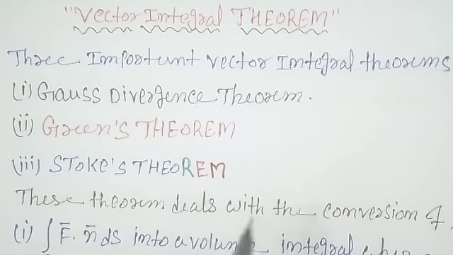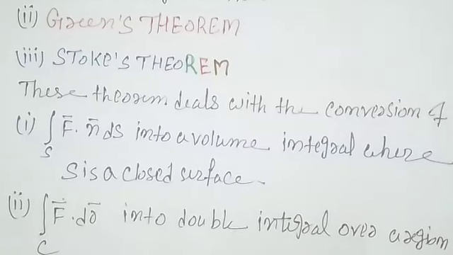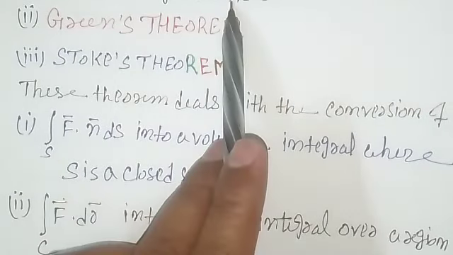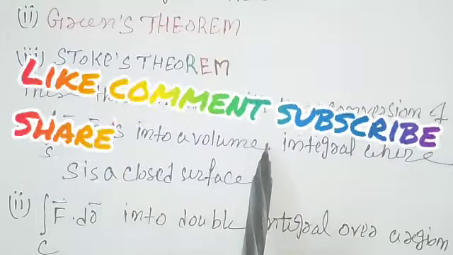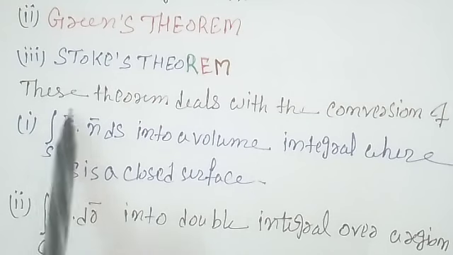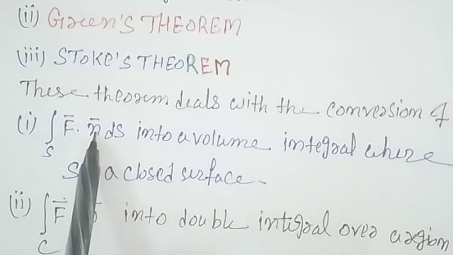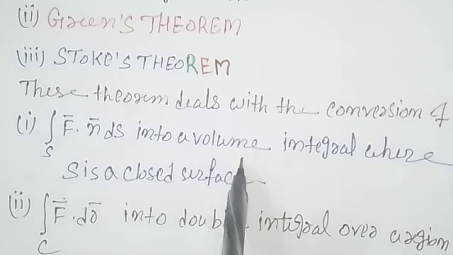These theorems deal with conversions. The first theorem, the Gauss Divergence Theorem, deals with the conversion of f dot n ds into a volume integral, where S is a closed surface. Any vector function f is there, and the normal vector is n. So f dot n ds will convert into the volume.